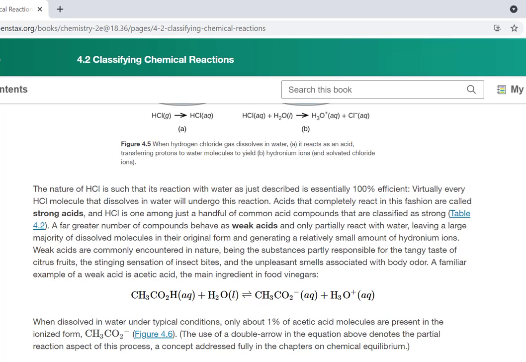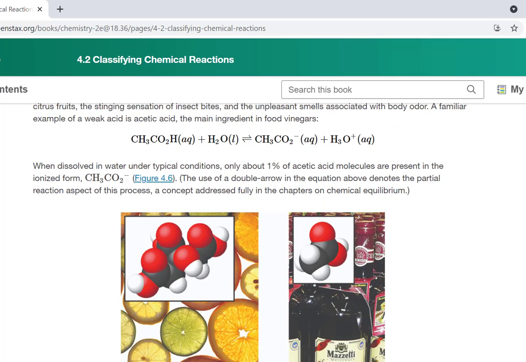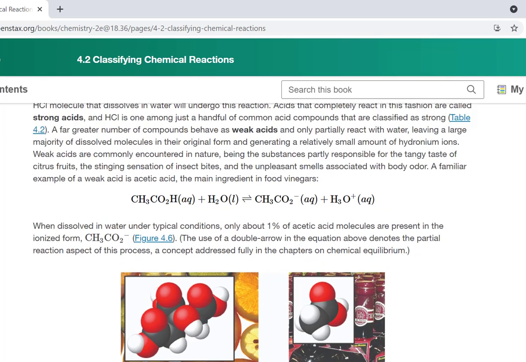Your book talks a little bit here about strong and weak acids. That is something we will get into in more detail in the second semester of the course if you go on to take that. For now, just be aware that there is that distinction that will show up, and we're not going to get into the details of that right now.